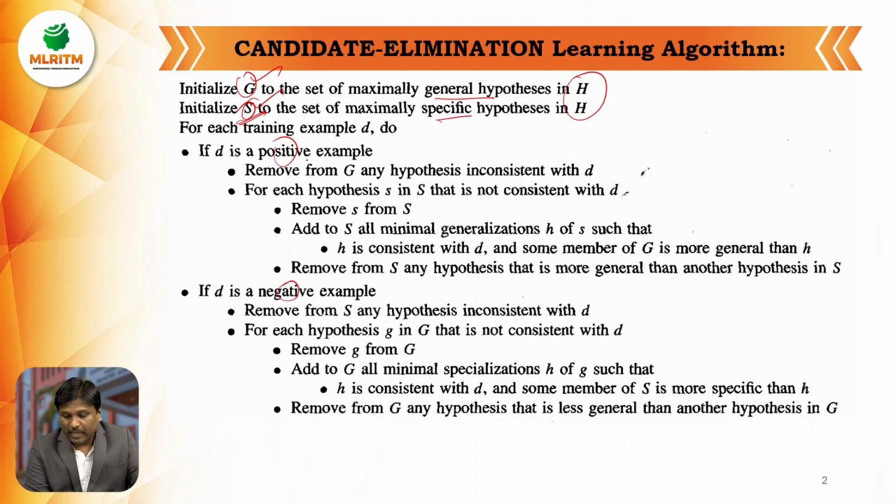Coming to the positive examples, what I have to consider: I keep G aside and go ahead with the S condition. For each hypothesis s in S, whenever a positive example is there, we go ahead with the specific hypothesis. Whenever a negative example is there, I go ahead with G, that is the general hypothesis. Now I considered one example. After explaining that example, I will move on to the algorithm, so that it can be easy to understand.